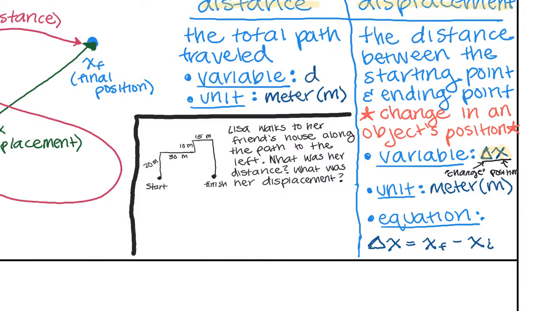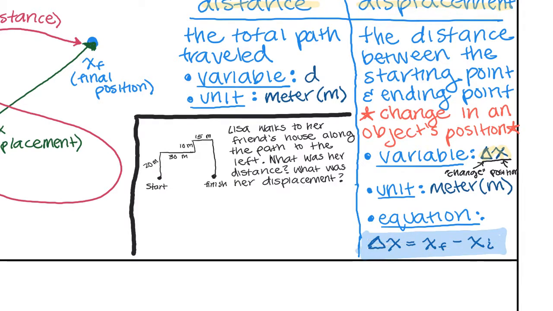Now, displacement is also measured in meters, just like distance. But again, displacement only cares about how your position has changed. It does not care about your total path traveled. It just cares about the change in your position from your starting position. Our equation for displacement is delta x is equal to x final minus x initial.